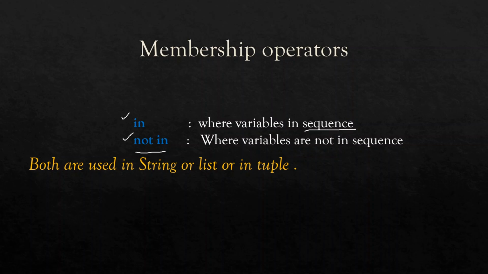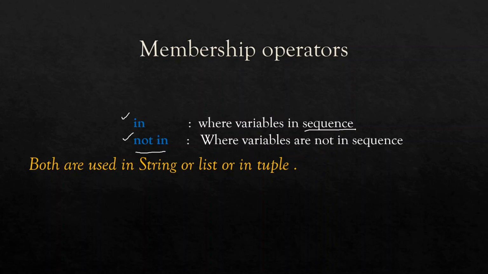So what are the sequence types of data? We saw in the previous session, in the basic data types of Python, the sequential types of data. If you have not seen that video, you must watch it, otherwise you will not understand. String, list and tuple, these three are the sequence data types in Python. Along with these data types, we use the membership operators.